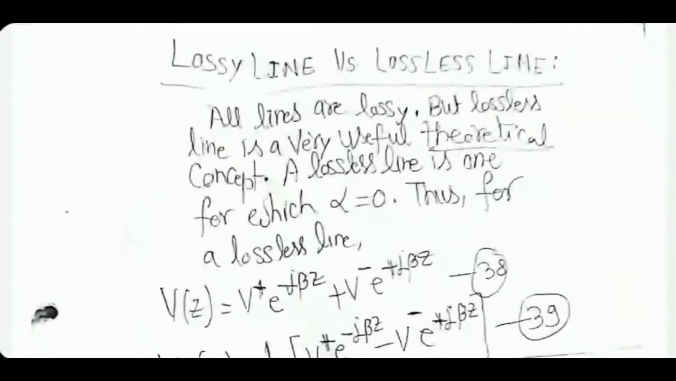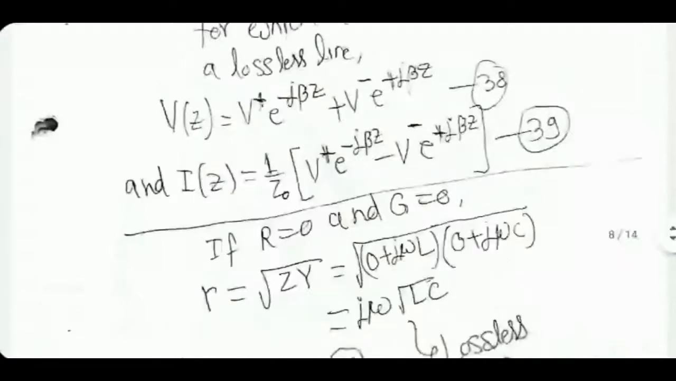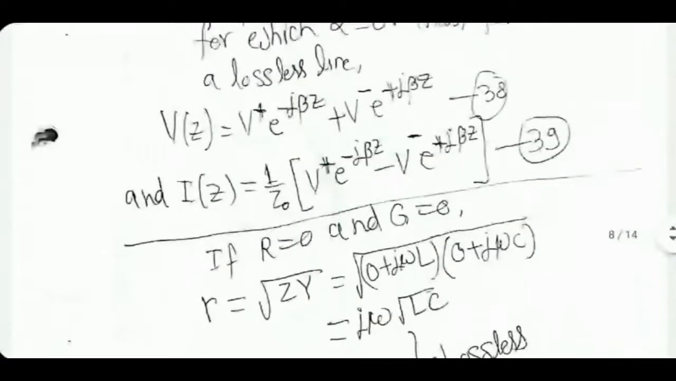A lossless line is the line for which alpha is 0. That means no attenuation. The only phase change would occur in the wave; amplitudes will remain unchanged. So if you put alpha equal to 0, the equation for V(z) becomes simply V plus e to the power minus j beta z plus V minus e to the power plus j beta z. And similarly for I(z) also, alpha is gone, it's 0. So e to the power alpha z is 1, or e to the power minus alpha z is also 1, both ways.